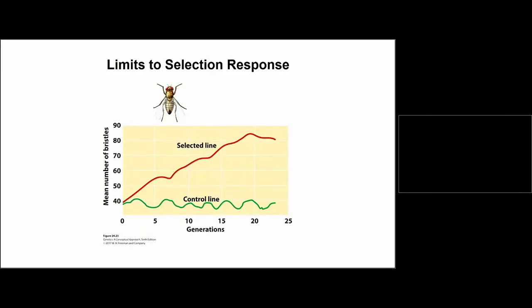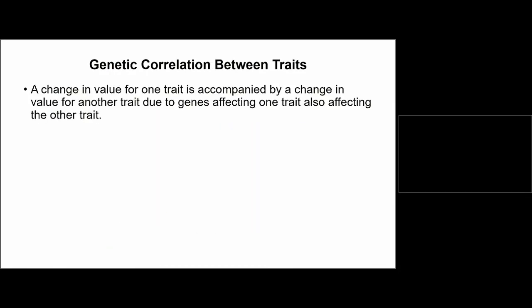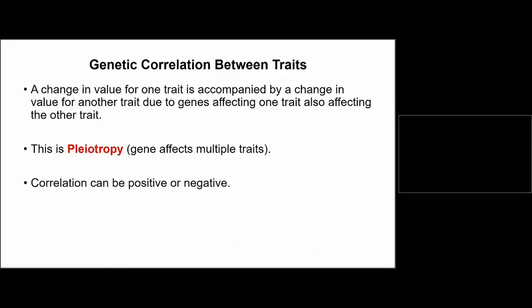Another example is in Drosophila, where they selected for bristle number, and you can see that after about 20 generations, it leveled out, because you can only have so many bristles on the back of a fly. The other thing is that a change in value for one trait may be accompanied by a change in value for another trait if the genes affect more than one trait. Oftentimes we have genes that affect more than one thing. It's called pleiotropy. So the correlation can be positive or negative.